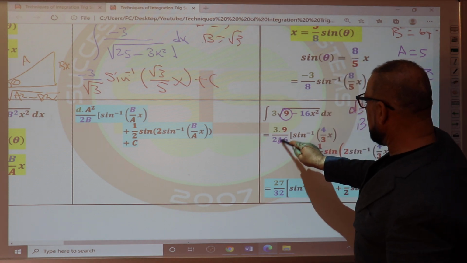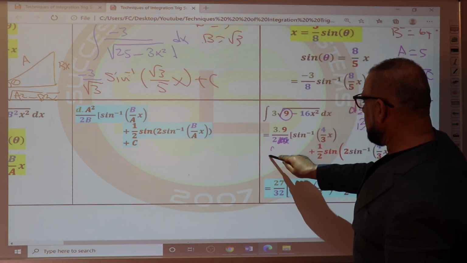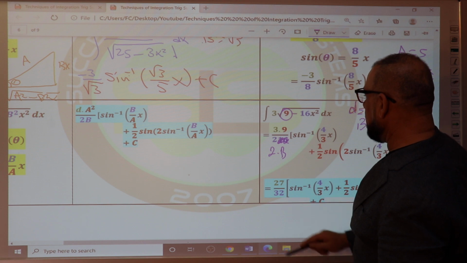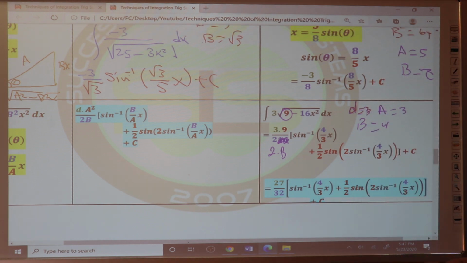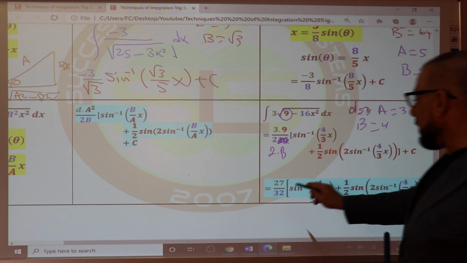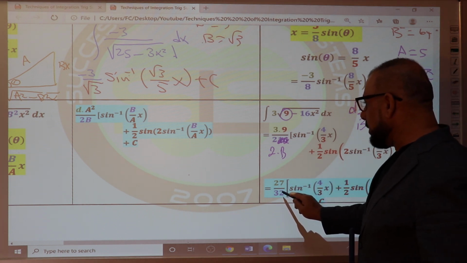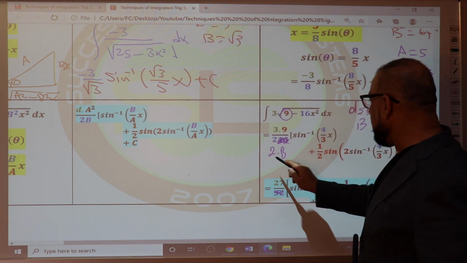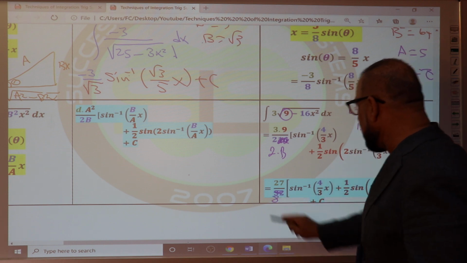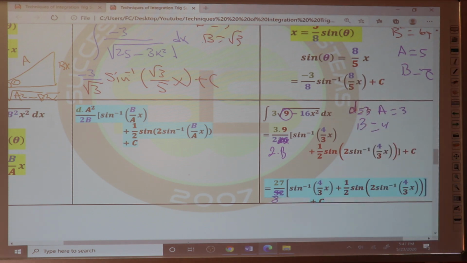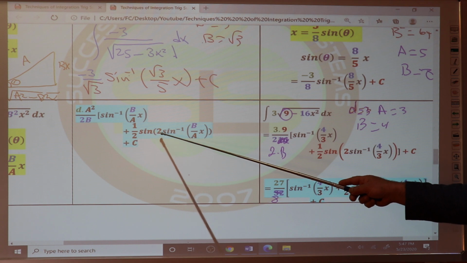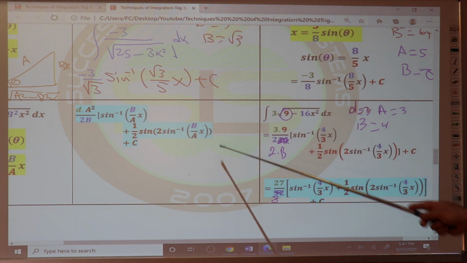Okay, this is 2 times b. Okay, now, and here 3 times 9, 2 times b is, b is 4, is 8. Okay. And you apply the formula, half sine 2 sine inverse xb over a.